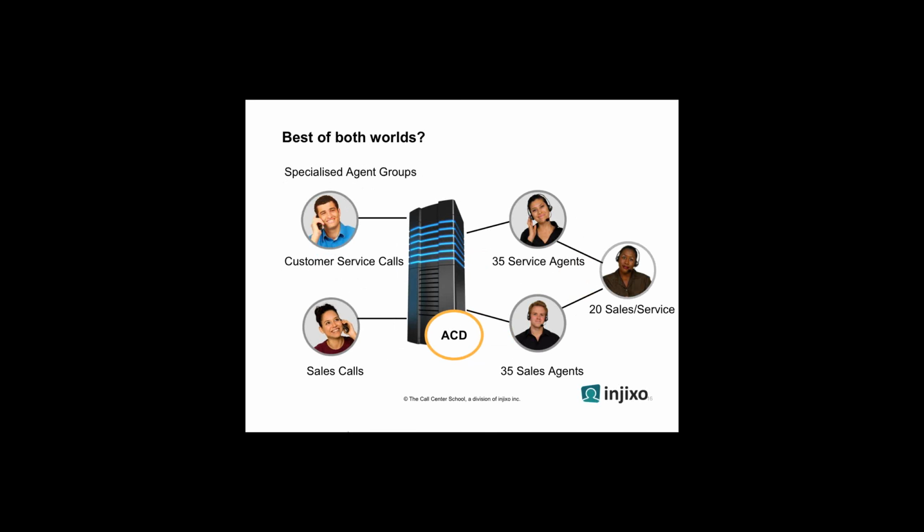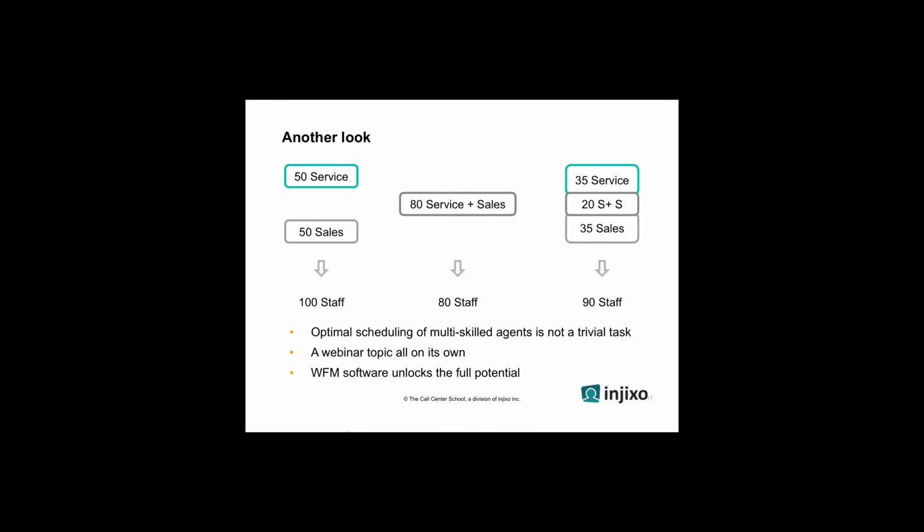Now, I didn't get the full economies here. Before I had 100 agents, if I did a pure universal situation, I would have had 80. And in this case, I have 90. But I have accomplished some economies, and I'm getting calls to the right kind of person to handle the call, and the staff are happier. So it's really the best sort of solution.